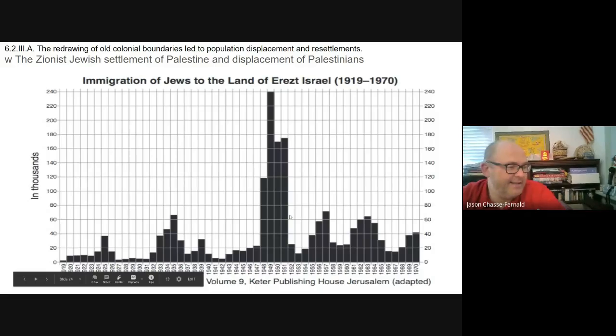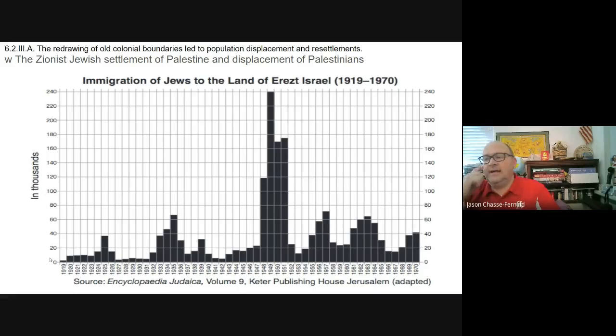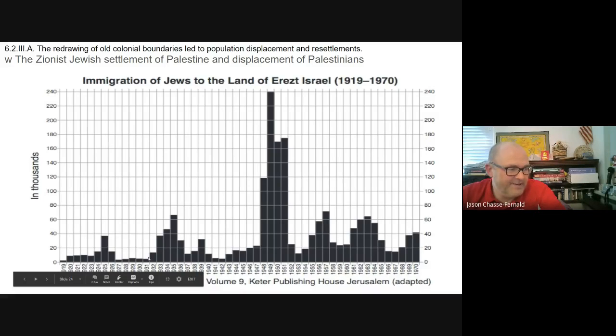So when you look at the creation of Israel, this is simply looking at immigration of Jews into Israel. And you can see that this is not something that starts in 1947 with partition. Obviously, this goes back to 1919. I'm sure you could also go back at least to the 1890s and start to see some of this migration starting as well.